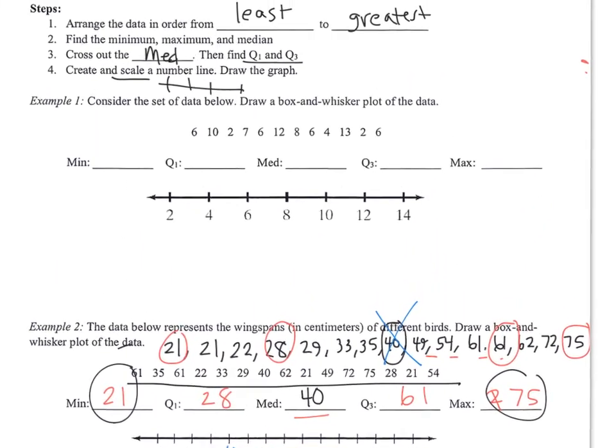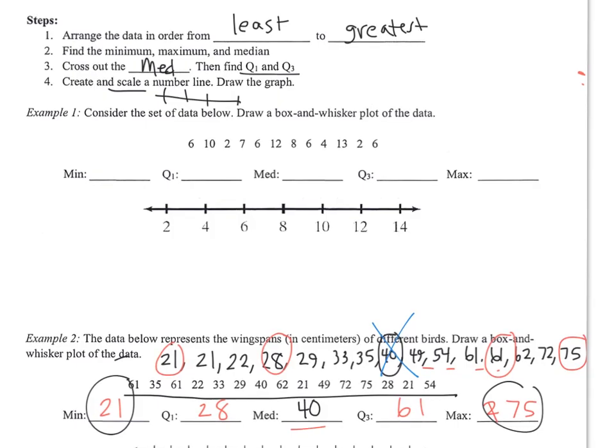I'm going to slide up here and do the other one. So we're going to write them in order from least to greatest. So I'm going to pause and write them in order from least to greatest. Okay, so I did the first step. Write the order from least to greatest, find the min, max, and median. So the min is 2, the max is 13, and now I have to find the median. So the median I can find by crossing off.